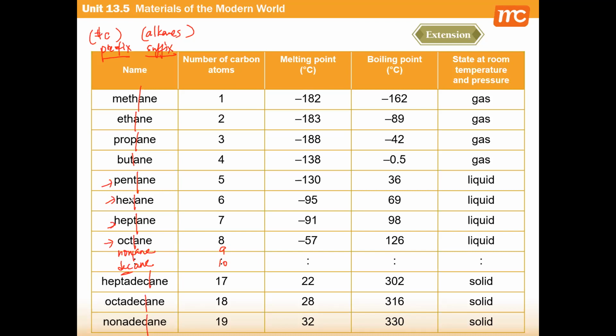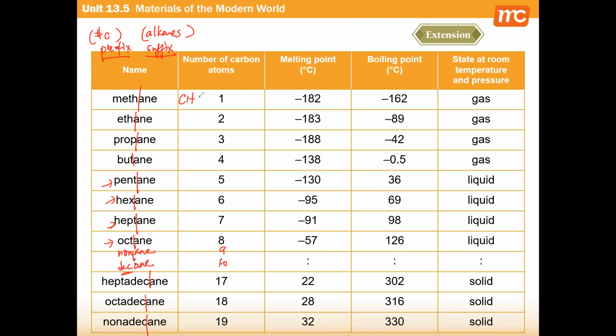Tell me the pattern. If you find the alkane hydrocarbon molecules being larger, how does it affect the melting point and boiling point? How does it affect the melting point and boiling point? Can you speak louder? I cannot hear you. Oh, you're thinking. Okay. So my question is, if the size of the hydrocarbon molecules becomes larger, what happens to the melting point and boiling point?